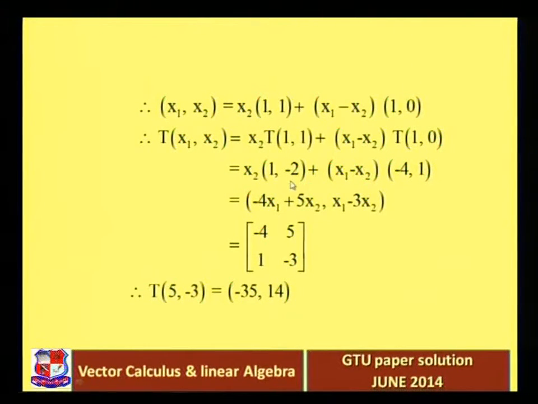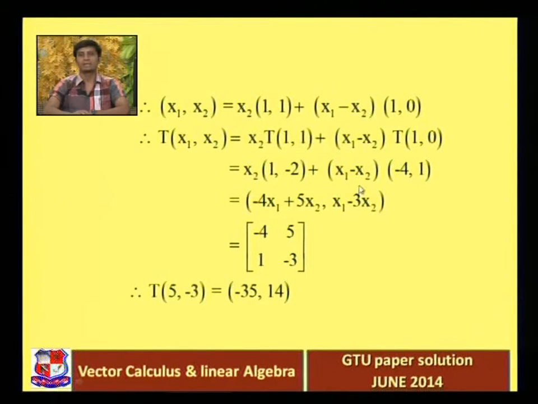Then the second coordinate is minus 2 x2 plus x1 minus x2. So minus 2 x2 minus x2 gives minus 3 x2, plus x1, so x1 minus 3 x2. Okay, and so this is our matrix. If you want to write T of (x1, x2) in the form of a matrix, you can write the matrix (minus 4, 5; 1, minus 3) times (x1, x2).